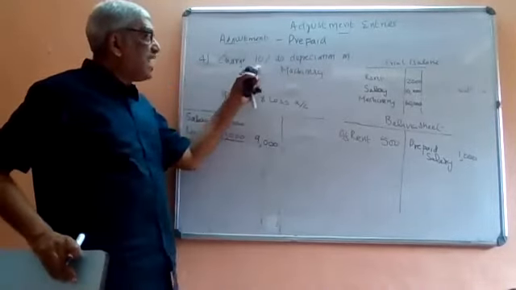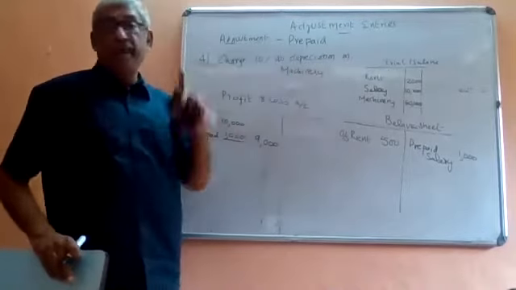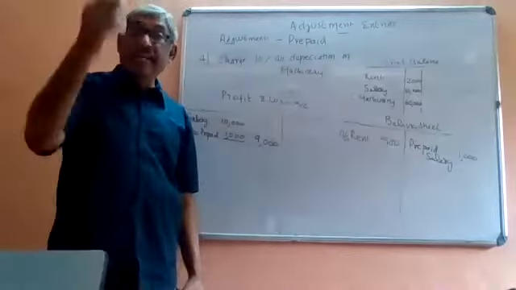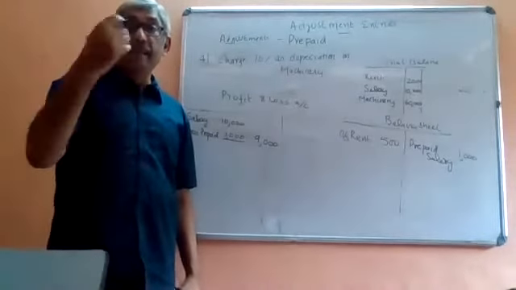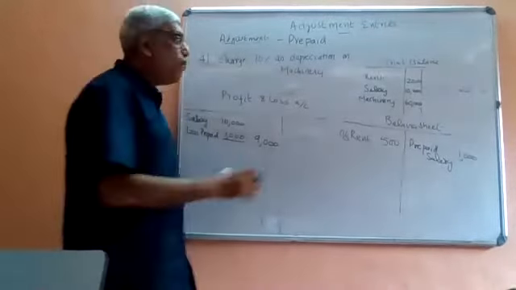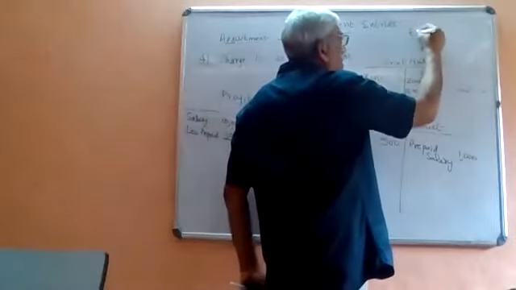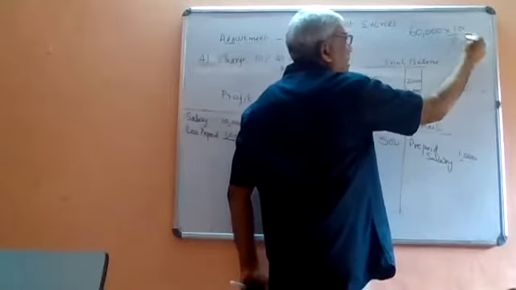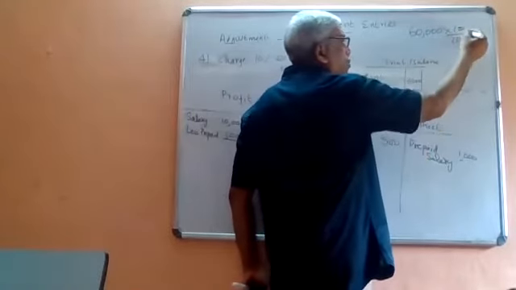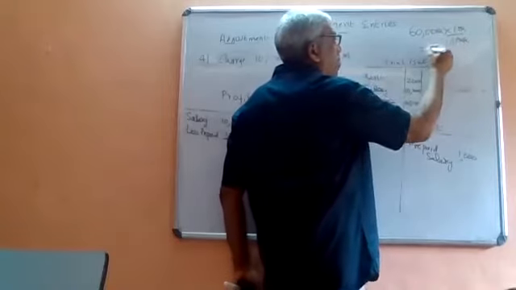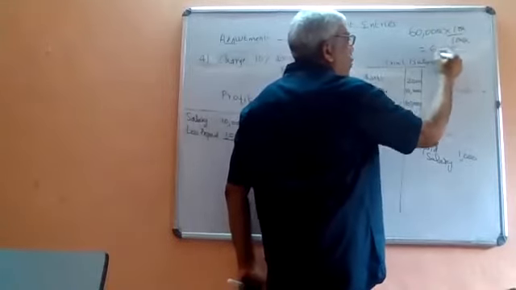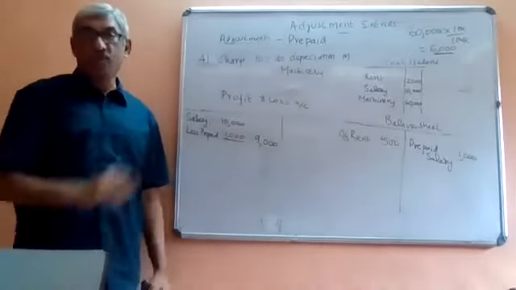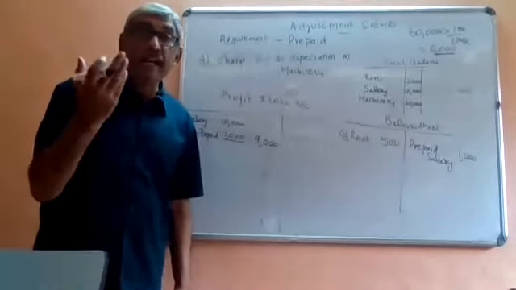Now you have to charge 10% as depreciation on machinery. So that means 10% value is going to be deducted from the machinery. Now what is 10% of 60,000? 10% of 60,000 is 60,000 multiplied by 10 divided by 100. So the amount is 6,000 rupees. So your depreciation amount is 6,000.